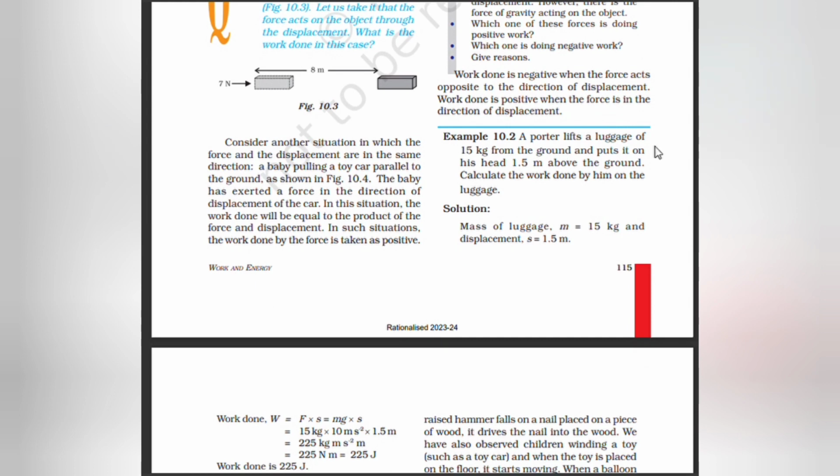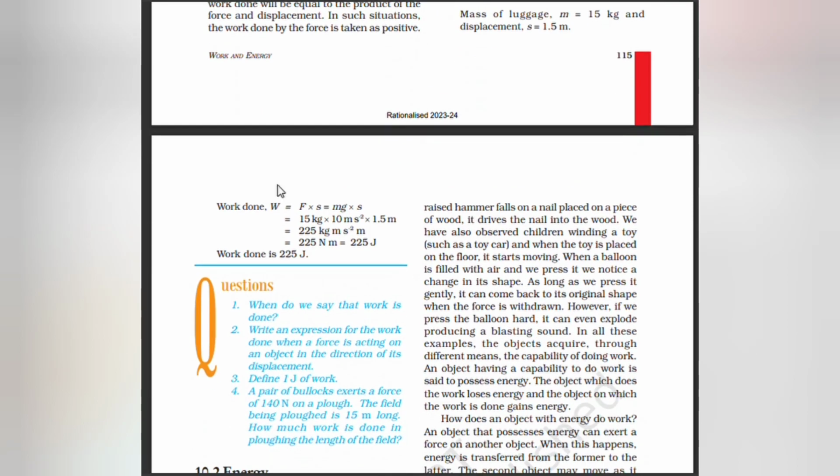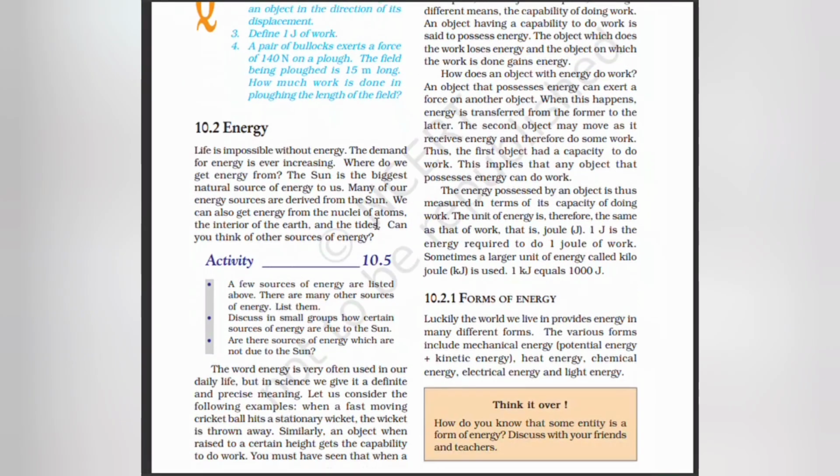Example: a porter lifts a luggage of 15 kg from the ground and puts it on his head 1.5 meter above the ground. Calculate the work done by him on the luggage. Mass of the luggage m is equal to 15 kg. Displacement s is equal to 1.5 meter. Work done W is equal to F into S, which is mg into s, 15 kg into 10 meter per second squared into 1.5 meter, 225 kilogram meter squared per second squared. That is equal to 225 Newton meter, which is equal to 225 joule.